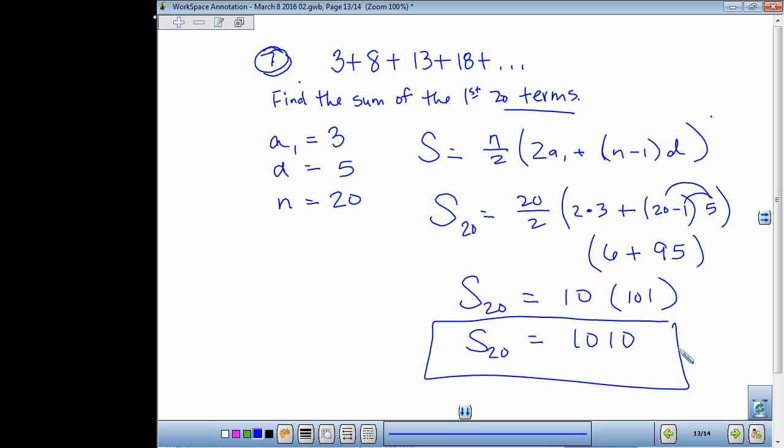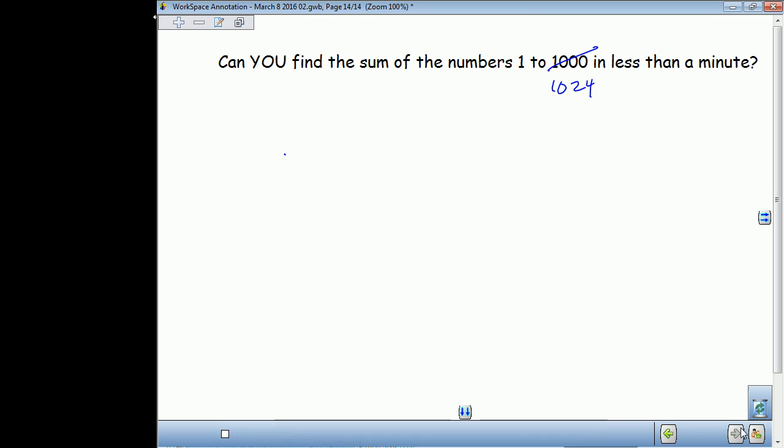All right. Are you ready? They're very ready. I will allow you to use your calculator, but you may not use your phones. Find the sum of the numbers 1 to 1024. Go!